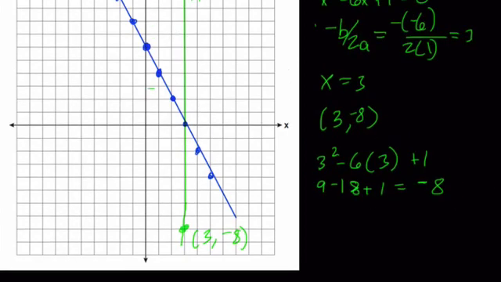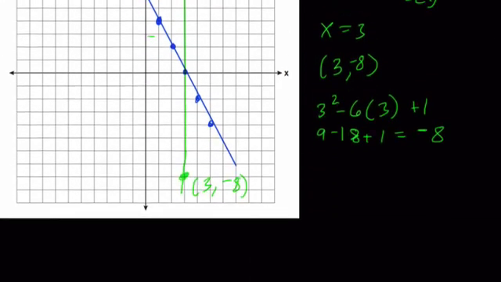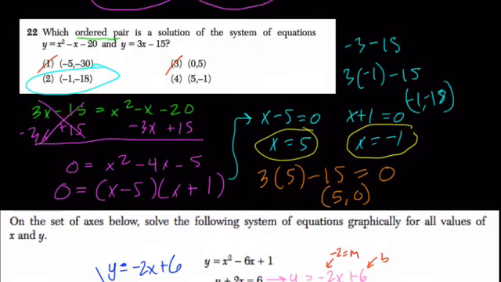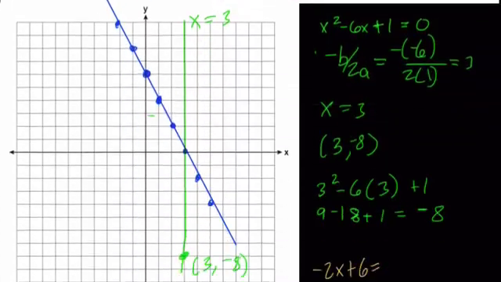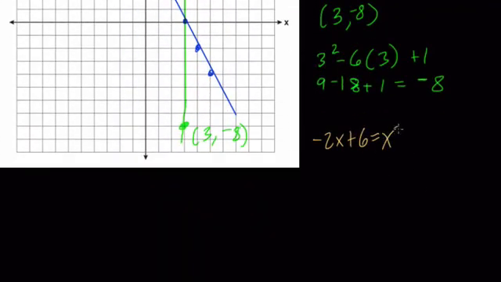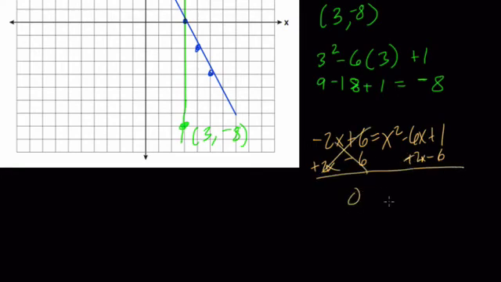So our two functions are y equals -2x plus 6 and our quadratic, which is x squared minus 6x plus 1. So I subtract 6 from both sides and add 2x to both sides to get everything on one side. So here this cancels out to 0. We get x squared minus 4x minus 5. So now we've got something we can work with.